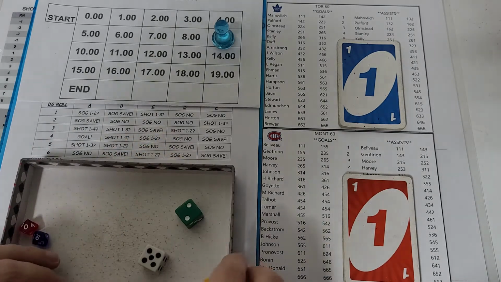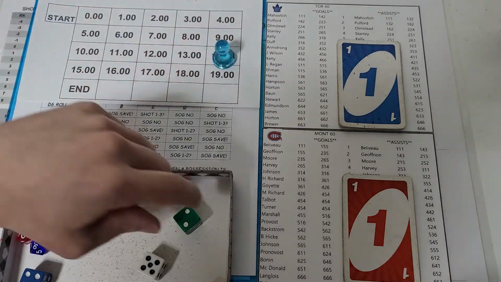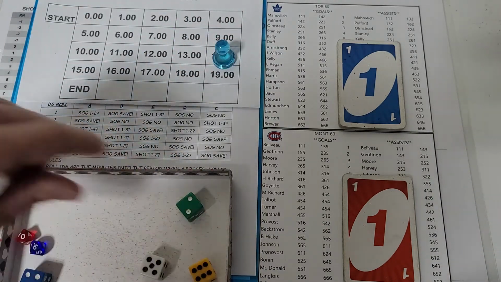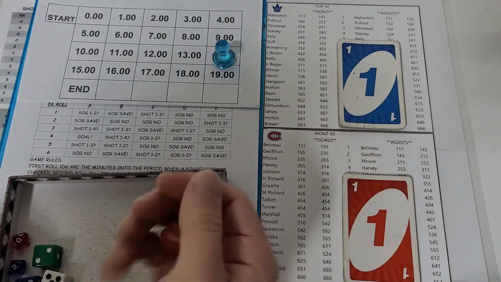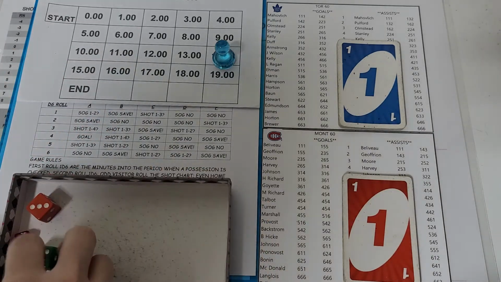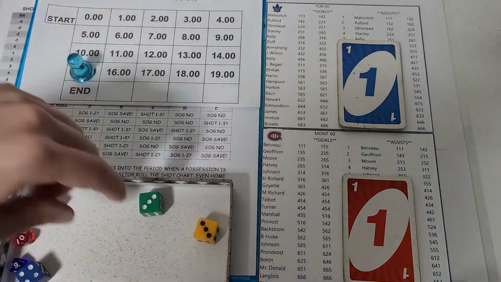1-1 game about midway through here in game 5. Toronto up 3-1 in the series. 5 more minutes coming off the clock. 2, that's Montreal. So I'm looking this time at C6 for Montreal. They can score on a 1-2 here. With a 3, they just barely do not. They just barely miss. And another minute comes off the clock here in minute 15.